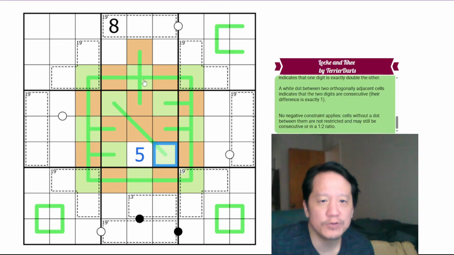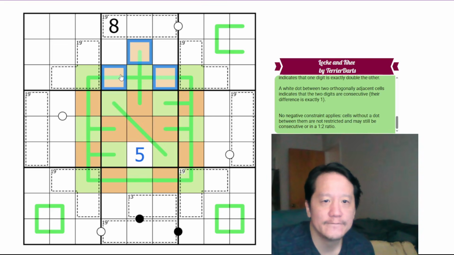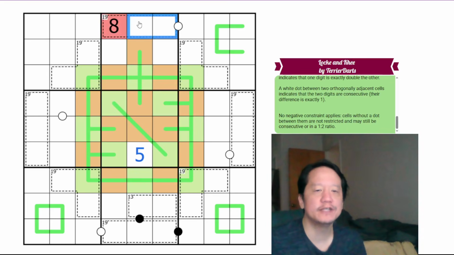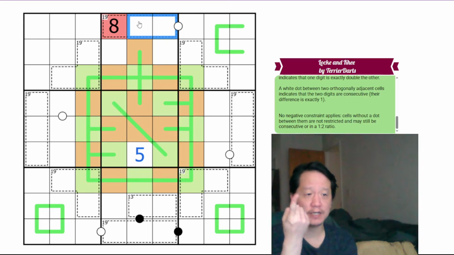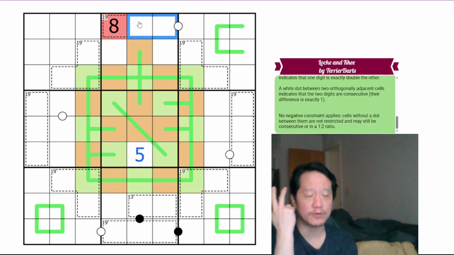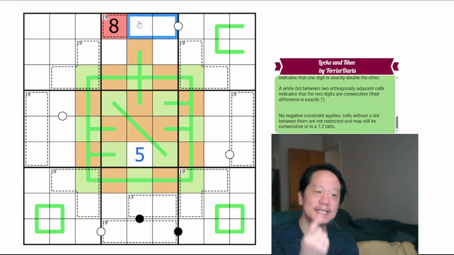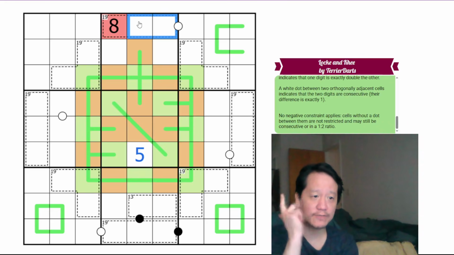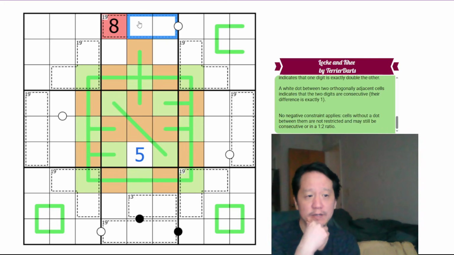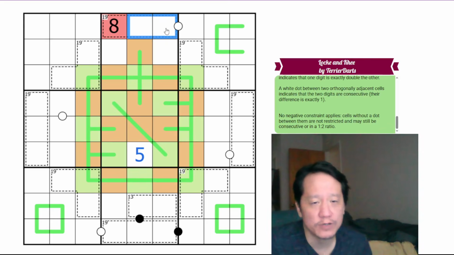This has 3 oranges here. To add up to 19, we have 8 is a high. The remaining 2 digits must add up to 19 minus 8, which is 11. 11 must either be 2 9, 3 8, 4 7, or 5 6. You're guaranteed a high digit in one of those digits, right? It obviously can't be 3 8 because of the 8 in the box, but you're guaranteed a 6, 7, or 9 in one of these 2 cells.